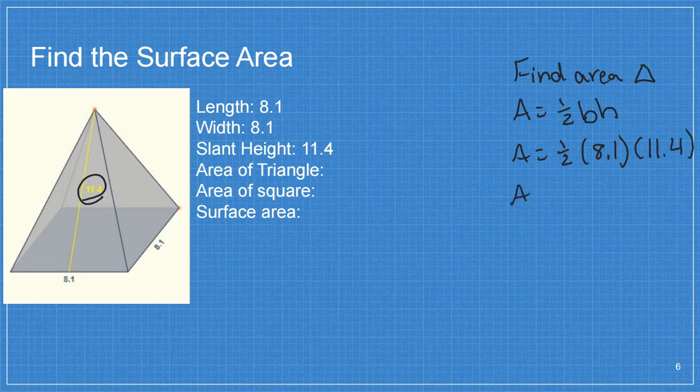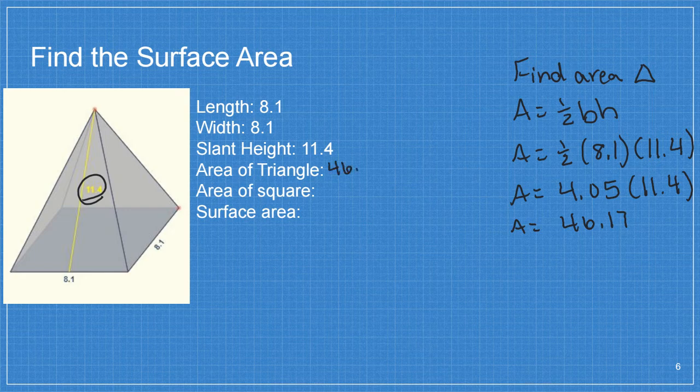So now my area, I'm going to take 1/2 of 8.1, and what does that equal? That equals 4.05, and then I'm going to multiply that by 11.4. When I multiply that out, what do I get? That equals 46.17. So there is my area for my triangle.